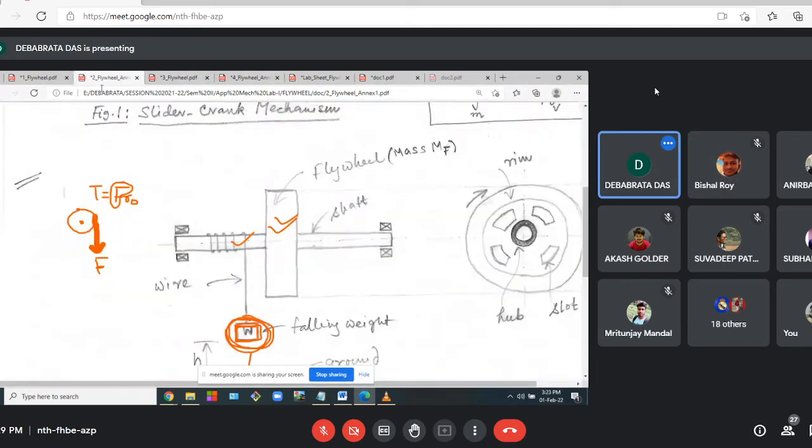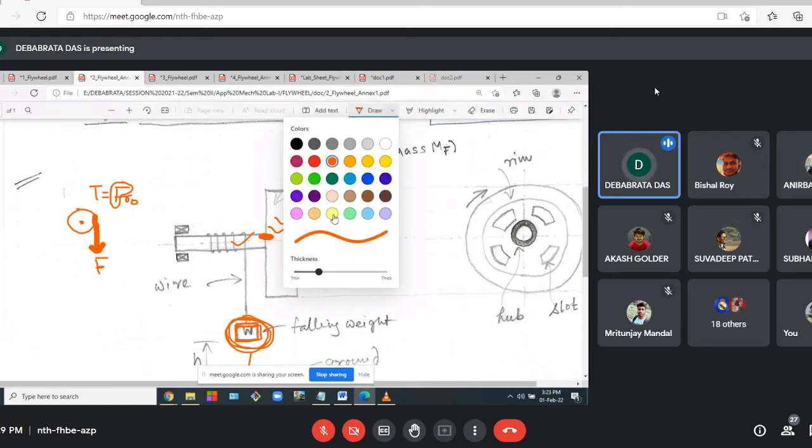Yes, in fact, I have explained. There is a key. It is not a shaft coupling; it is connected through a key. A key is basically a very small, rectangular-shaped element having some tapering.